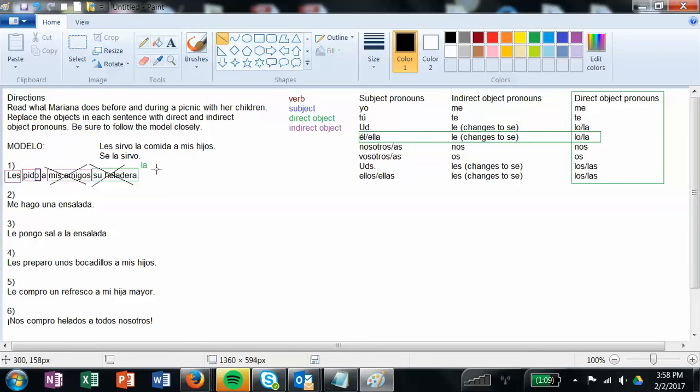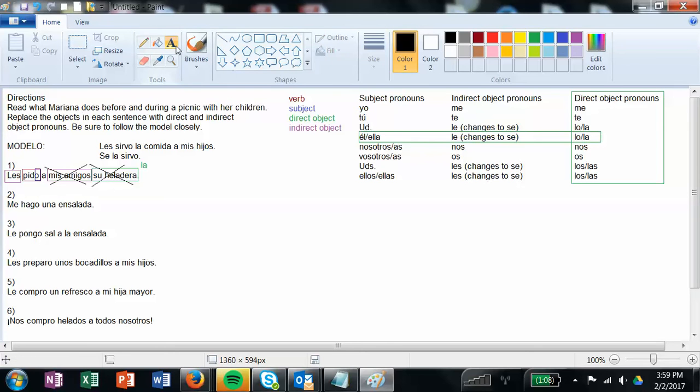Where these go is, they either go attached to infinitives, attached to participles, which are ando, yendo words, or attached to affirmative commands. We don't have an infinitive, a participle, or any affirmative commands. Or they go in front of conjugated verbs or in front of negative commands. What we have is a conjugated verb, so they have to go in front. And the one that goes first is the indirect object. Indirect object pronouns always get written first.